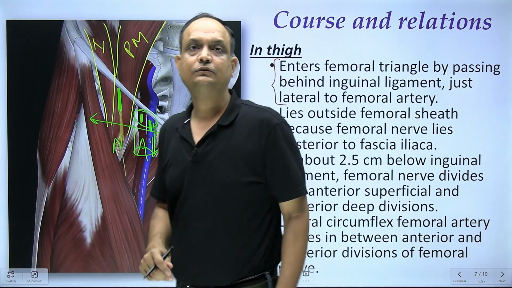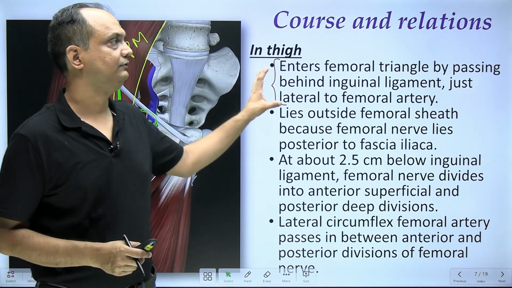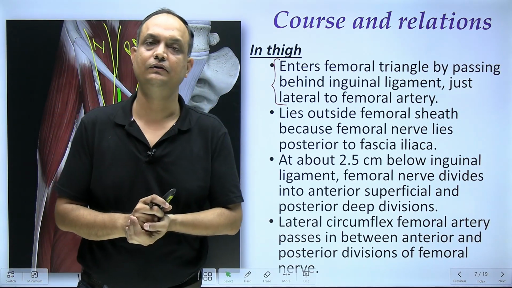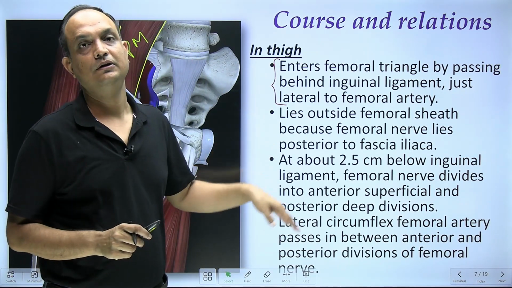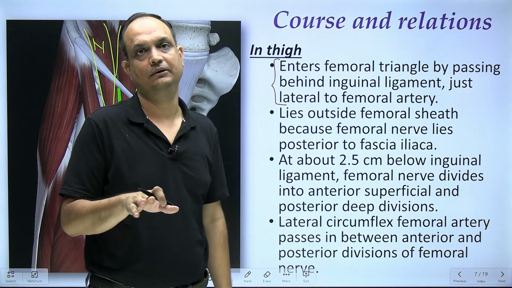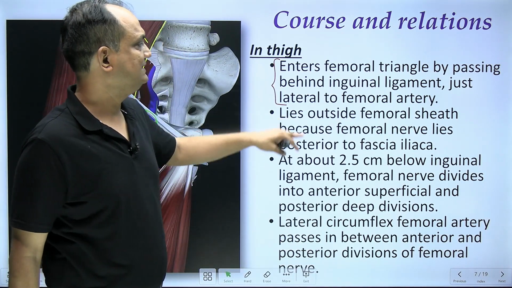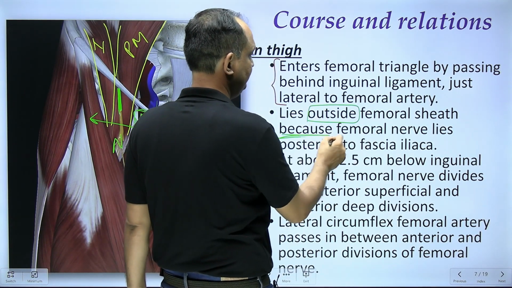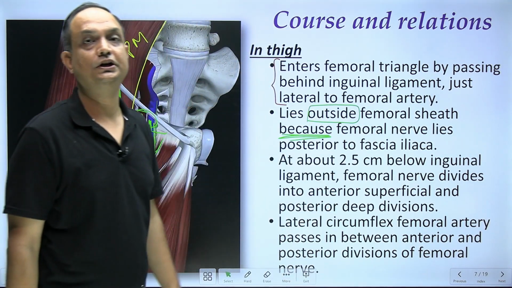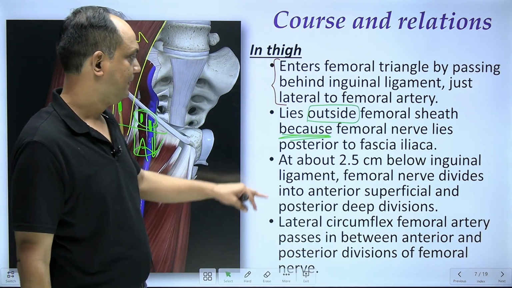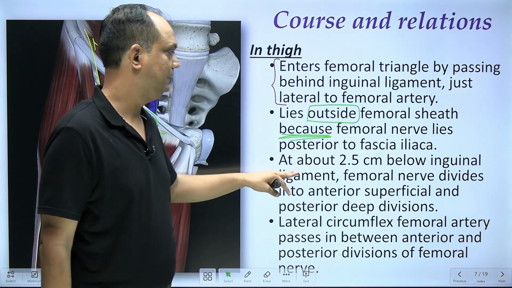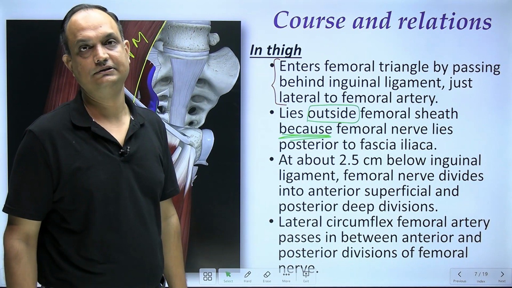Clear? So it is very clear to us that this nerve ultimately enters the front of thigh by passing behind the inguinal ligament. Clear? Now it lies outside the femoral sheath. I just explained to you that the femoral nerve lies posterior to the fascia iliaca. Now about 2.5 centimeters below the inguinal ligament, the femoral nerve divides.